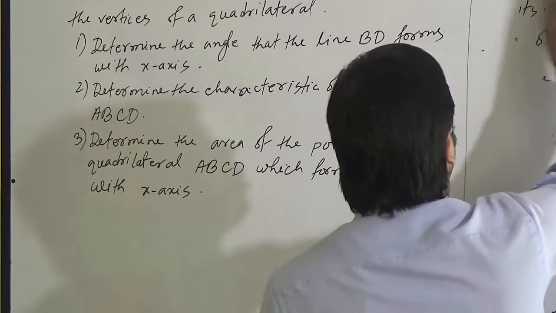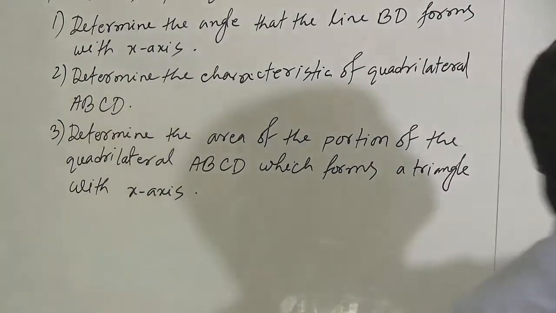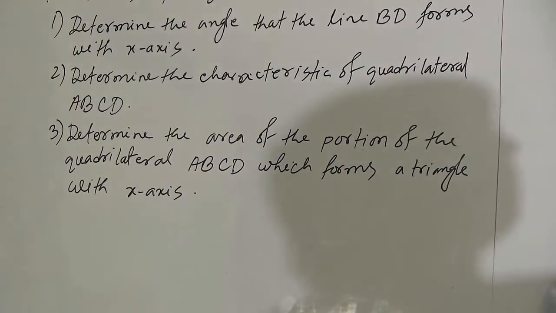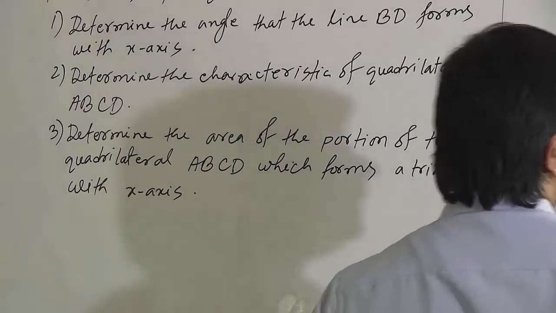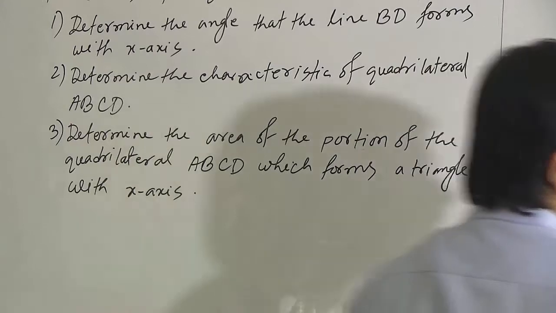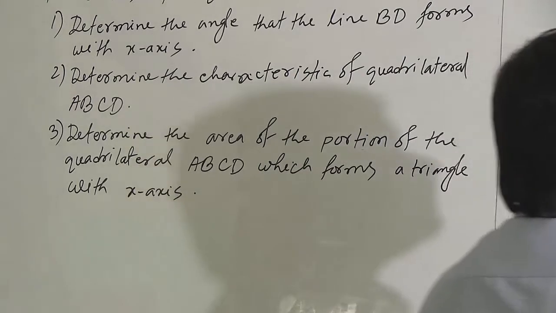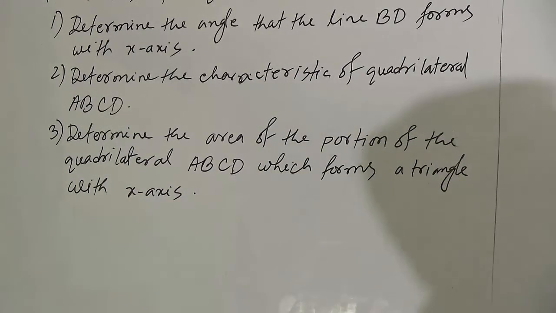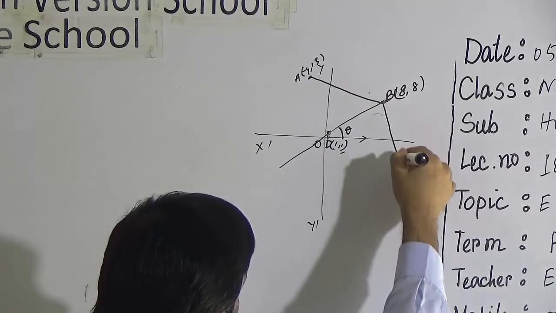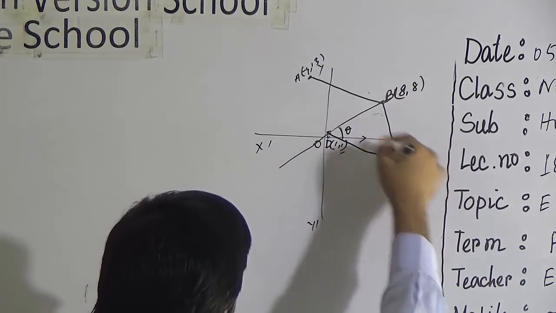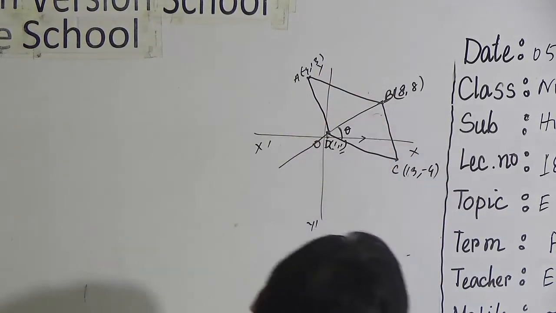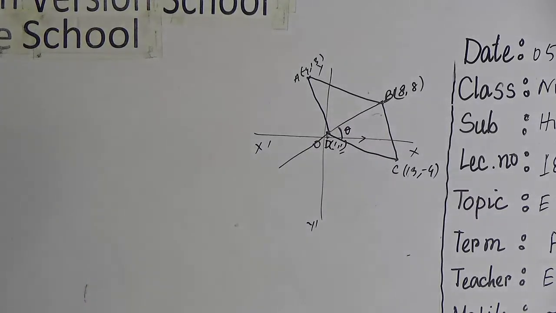What is the second question? The second question is to determine the characteristic of the quadrilateral ABCD. Dear students, to determine the characteristic of the quadrilateral ABCD, at first we can determine what type of quadrilateral this is. To determine this, we can determine the length AB, the length BC, the length CD, and the length AD.